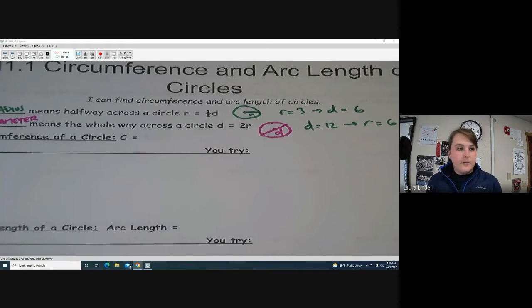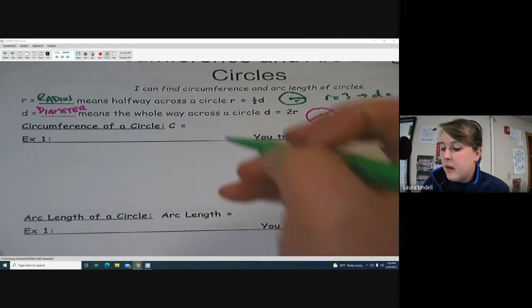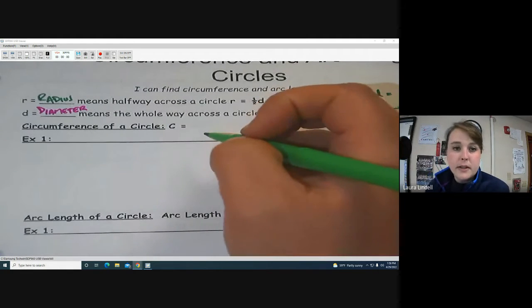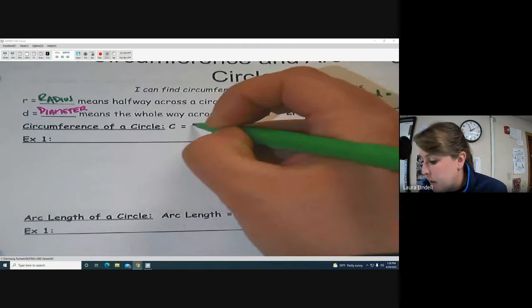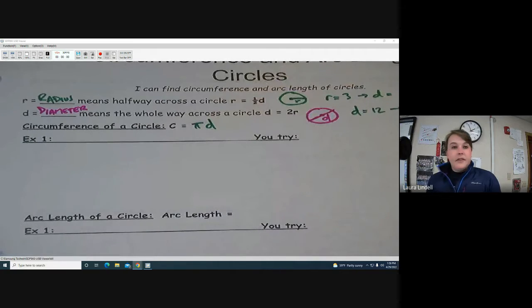So first off, circumference of a circle is the distance around a circle. It's kind of like perimeter, but for circles. So for the circumference of a circle, there's a couple formulas you can use. The first one is pi times the diameter. All right, and this is actually how pi is defined. Pi is the ratio of the circle's circumference to its diameter.